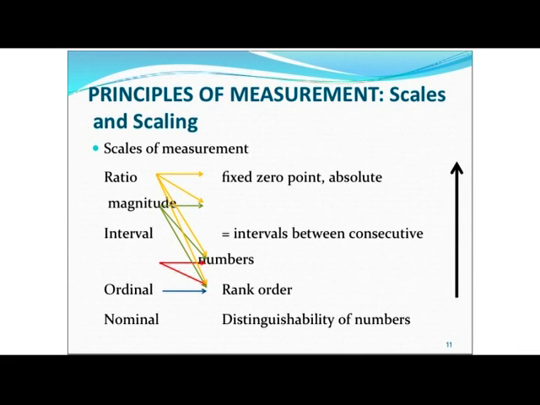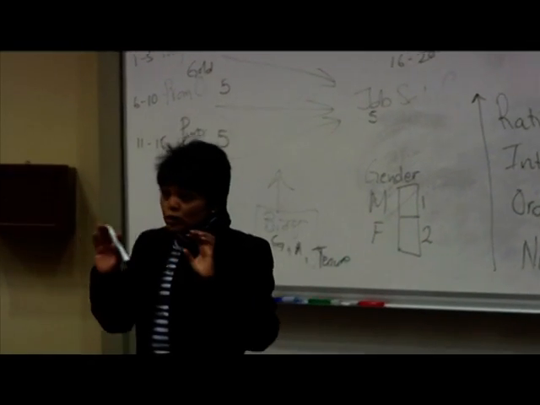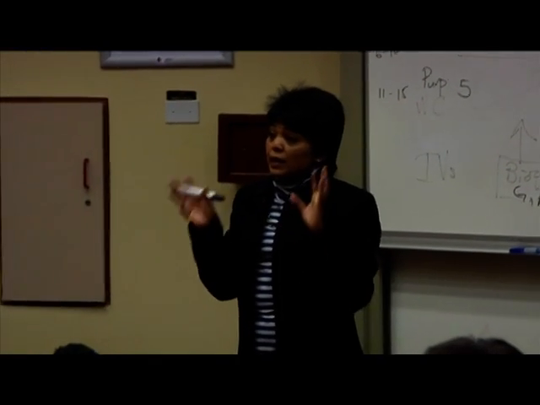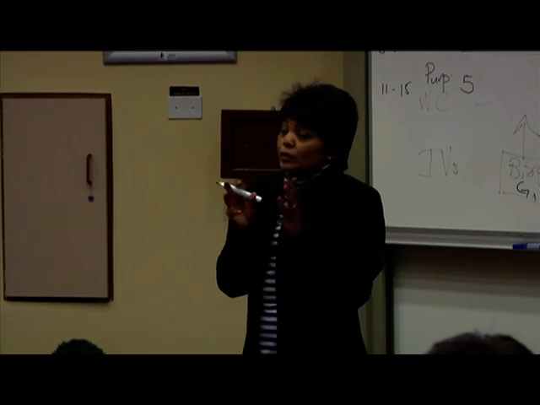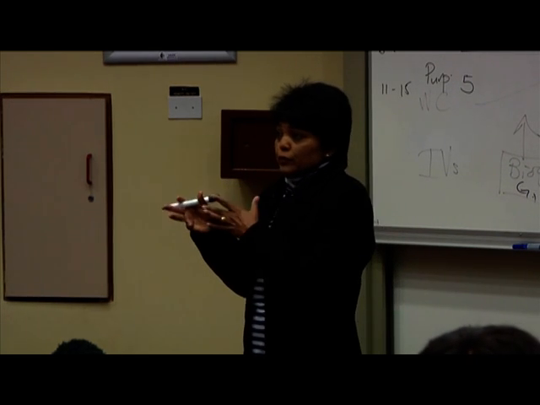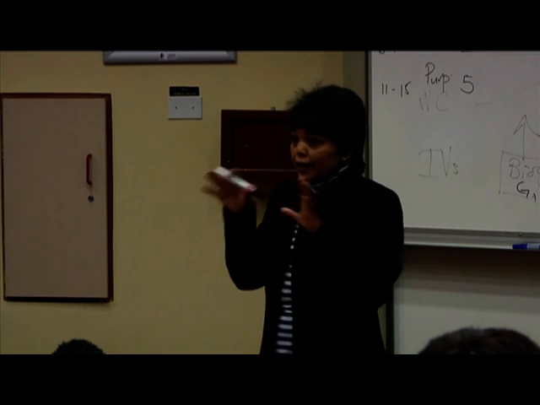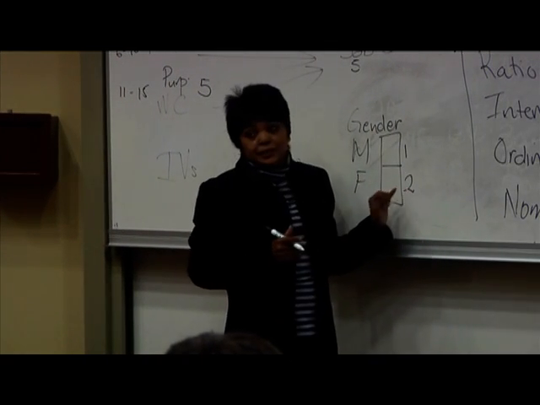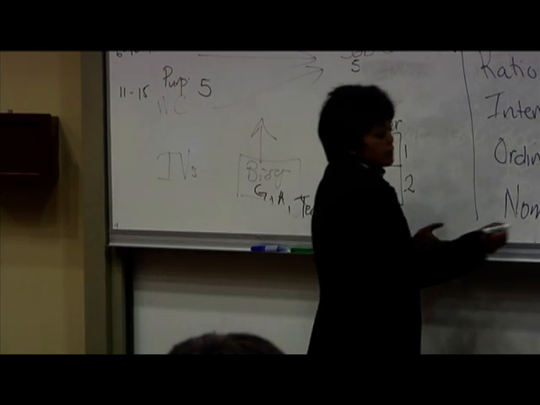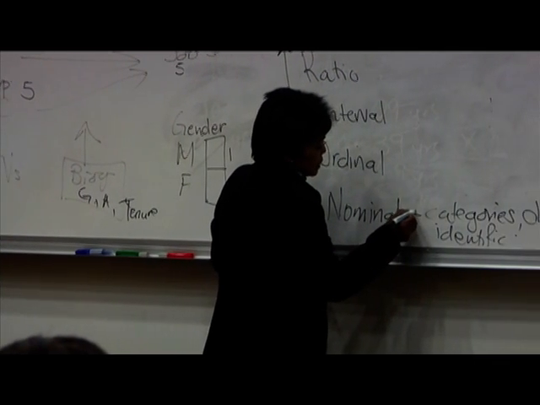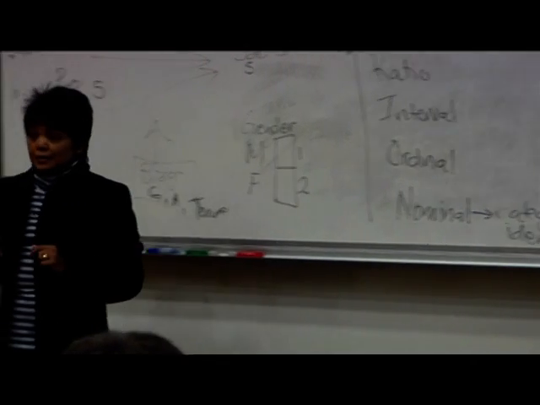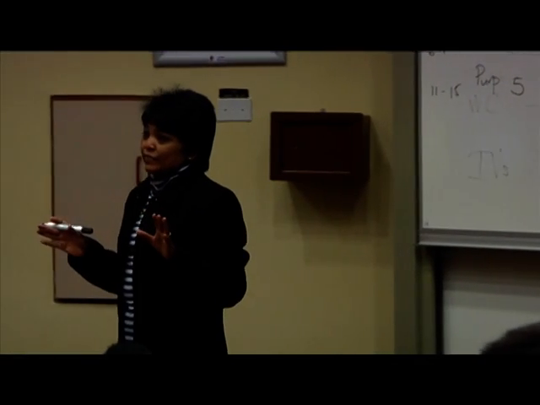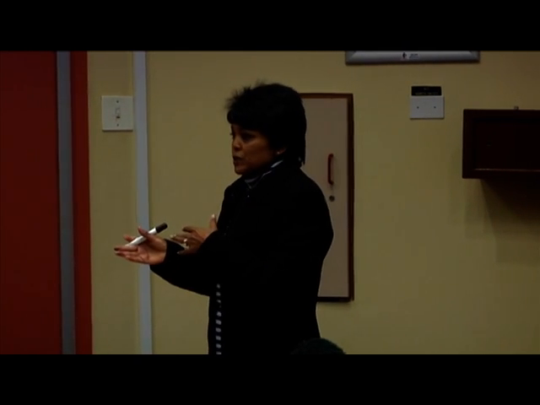It has the characteristics of distinguishability or identification. It has no meaning. It doesn't mean to say if you are 1, you're less of a gender, then if you are 2, you're more of a gender. Nothing. Okay? It only has the characteristic of identification. Now that is a very basic analysis. All that can give you is frequencies. How many males we got, how many females we got.